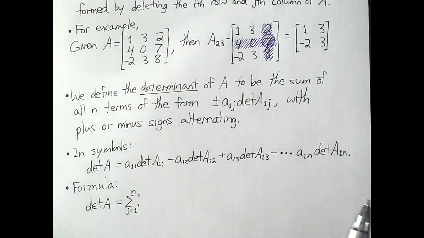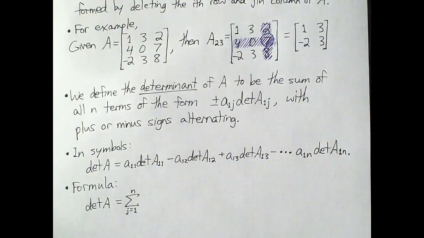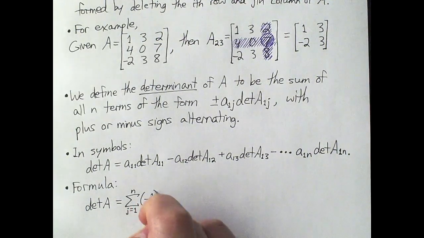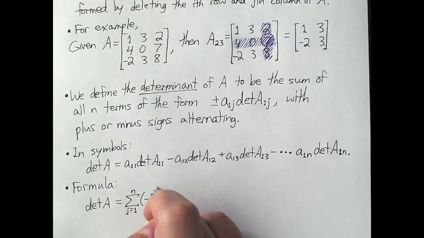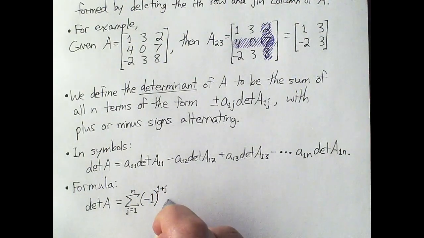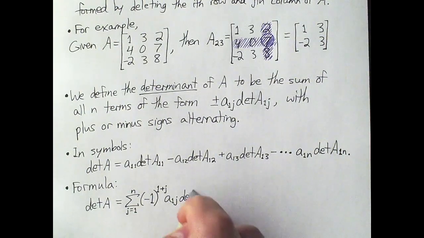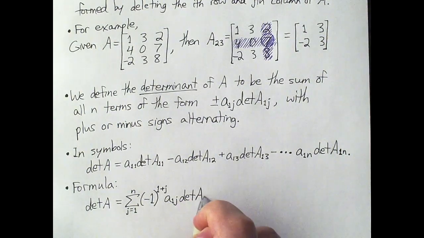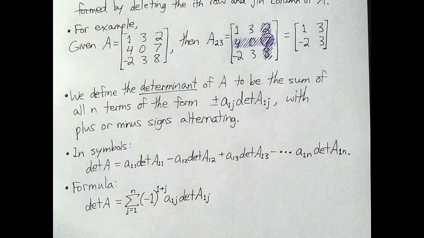Well, if you've taken Calculus 2, you remember that when you write a series and you need alternating pluses and minuses, you can do that by doing -1 raised to a power. And this works if you do 1 plus j. And now I can write A1j determinant A1j. So that is the definition of the determinant as a formula, assuming that A is a square n by n matrix.